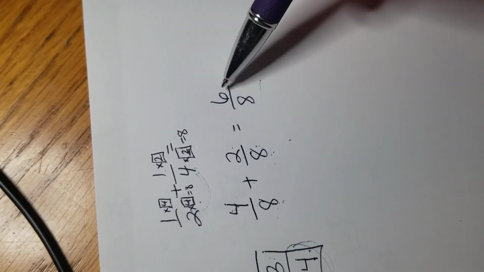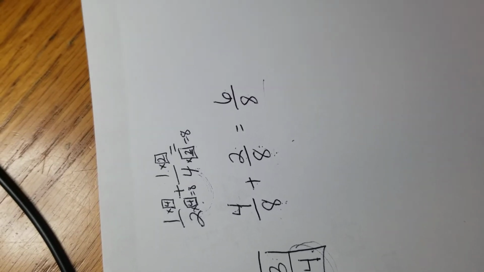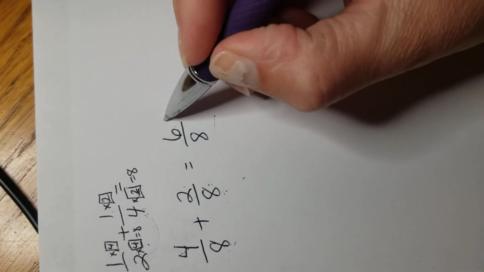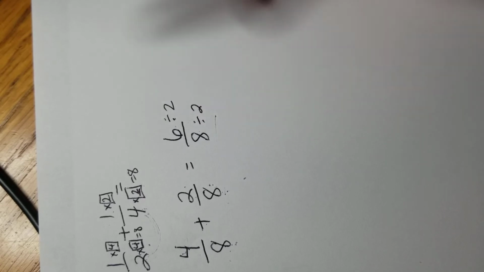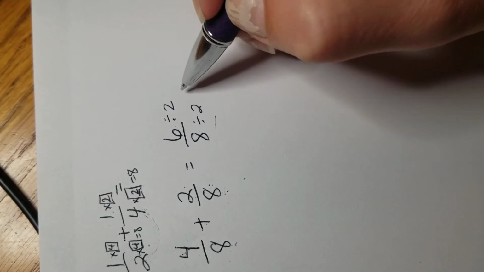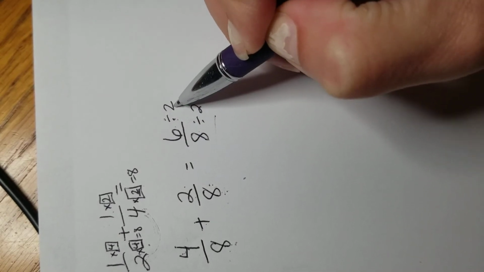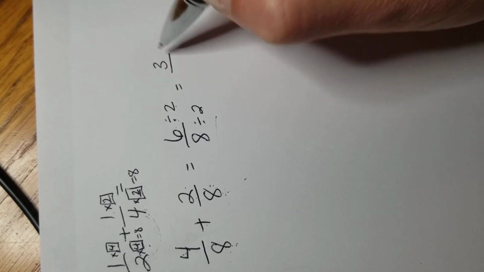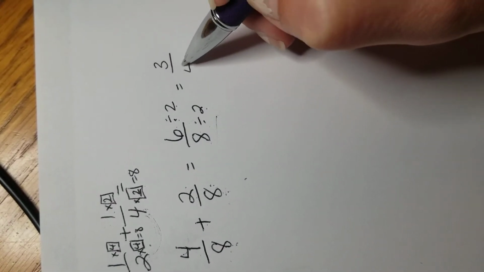Now this one, they're both even. So what number can they be divided by if they're both even? They can be divided by 2. And again, I'm not changing how much is there. I'm just changing the way it looks so it's a little more simplified. So 6 divided by 2 is 3. 8 divided by 2 is 4.